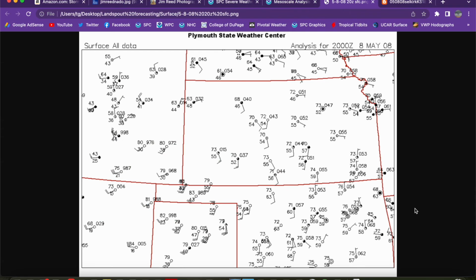Taking a look at our actual surface data here from 20Z, 3 p.m. Central Daylight Time, 2 p.m. Mountain Standard Time on May 8th, 2008, we can pick out a couple of different features. You first off can denote this surface low here across the Kansas-Colorado border area. A little tough to tell because we have a scarcity of surface observations in this region, but you can see the nice counterclockwise flow around that low center situated somewhere in the Kansas-Colorado border vicinity.